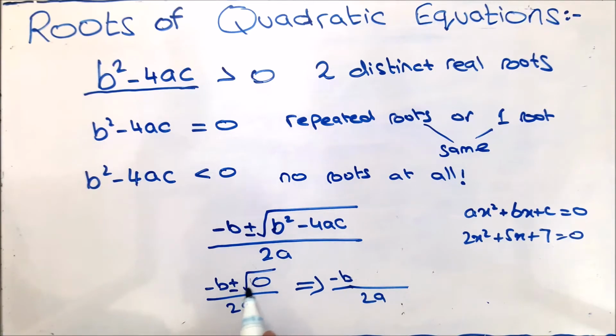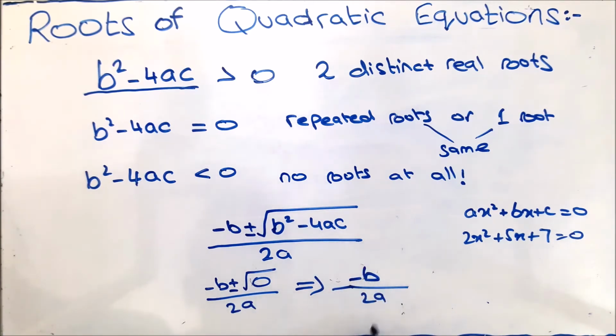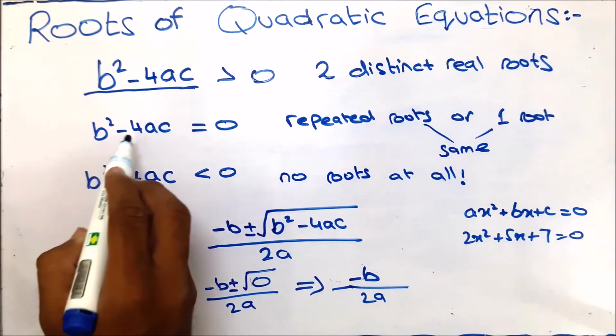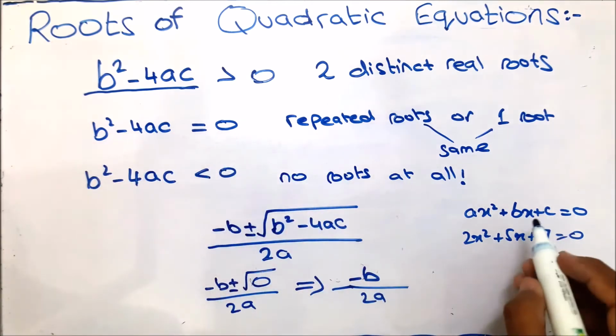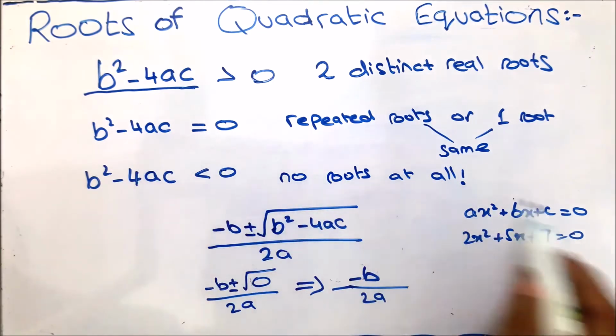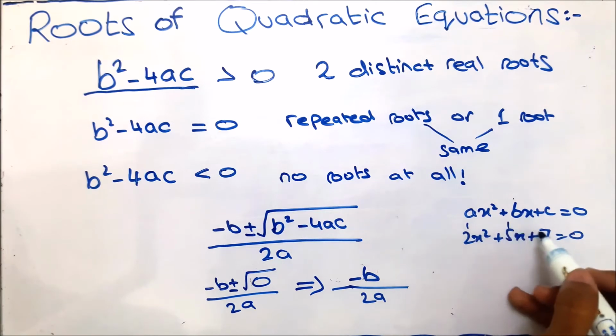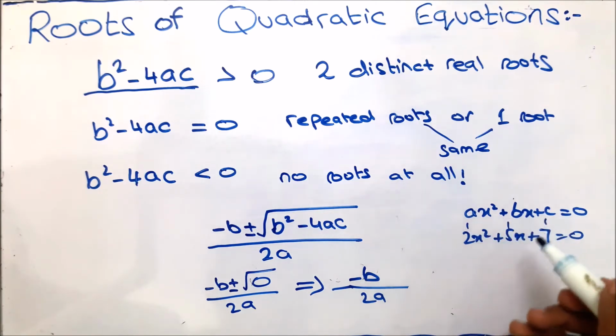Because under root 0 becomes 0, we are only left with minus b divided by 2a. That's our answer if b squared minus 4ac equals 0. This is the b we are squaring, and this is a, and that's the c. In this case, you can just see these terms accordingly, which corresponds to which.